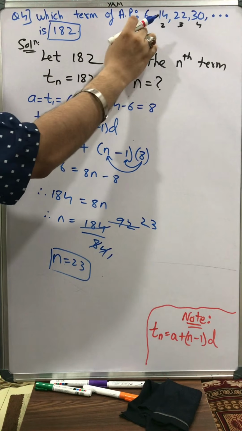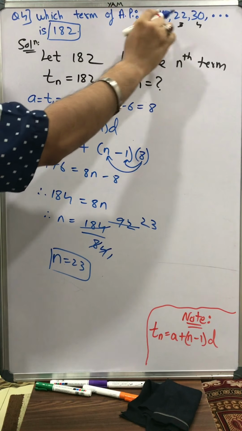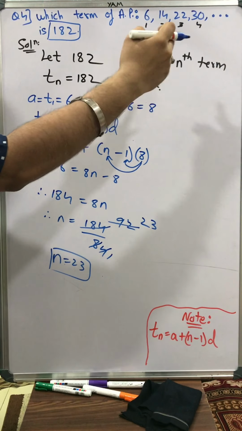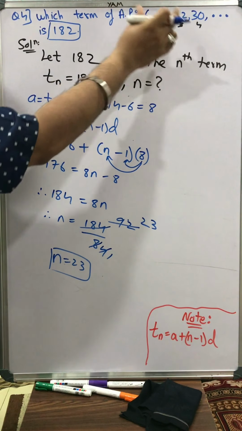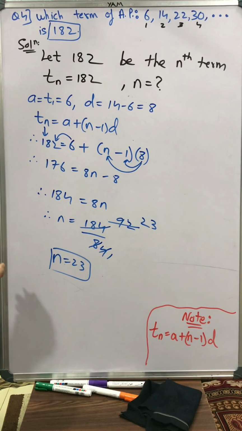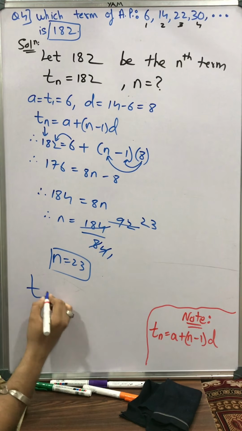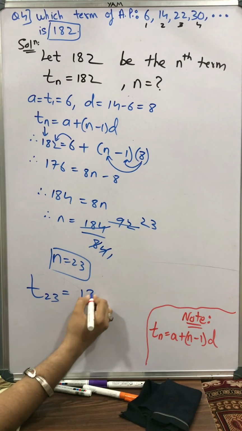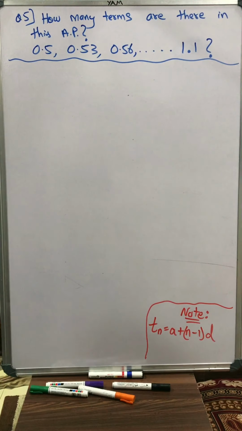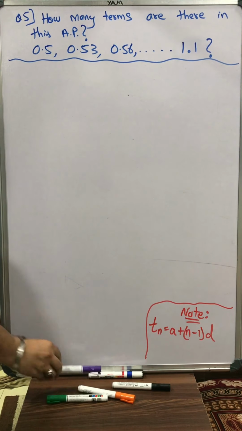That means when the 23rd term comes, after 3, 4, 5, 6, 7, 8, up to 23, at that position the term will be 182. So can I say, in other words, that T23 is equal to 182. Okay students, now please pause the video and complete it first. Students, now the next question.